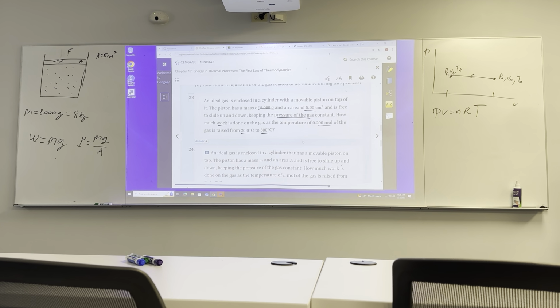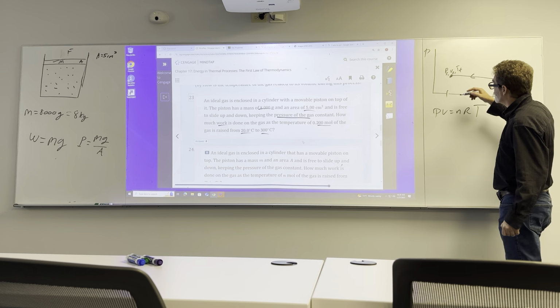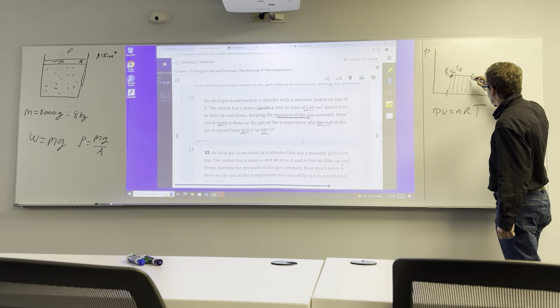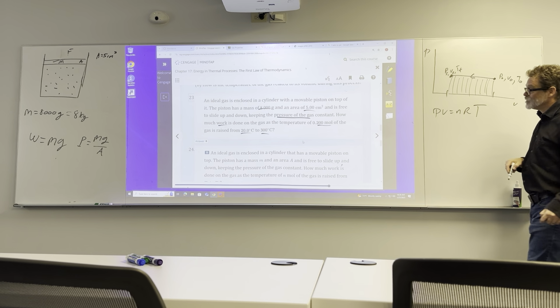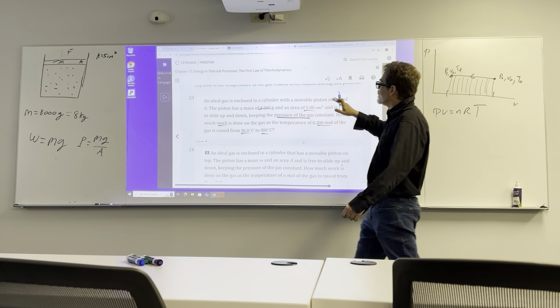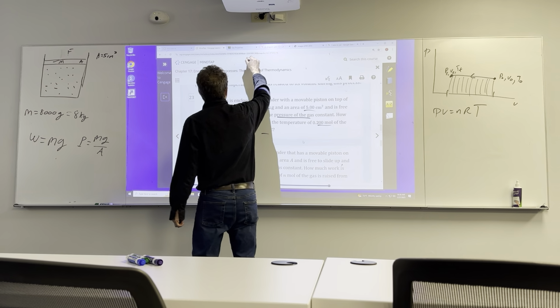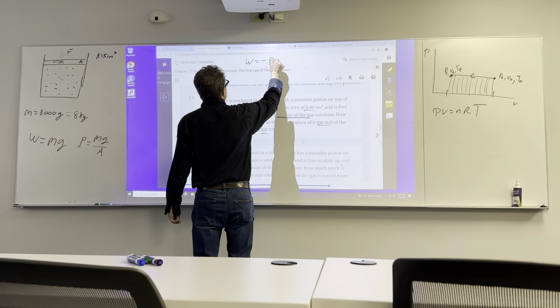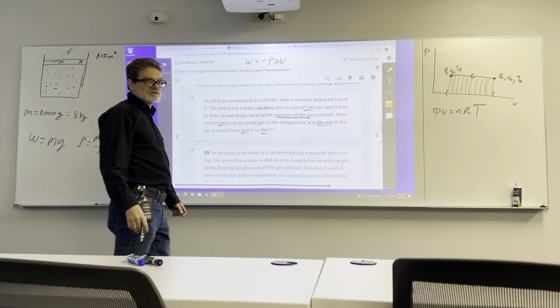Okay, what kind of curve is that, if I look at that graph? Constant pressure. Horizontal line. That means I just got to do what? Compute the area, to get the work. Does that make sense? Okay, we can do that, right? Work equals what? Minus P delta V.